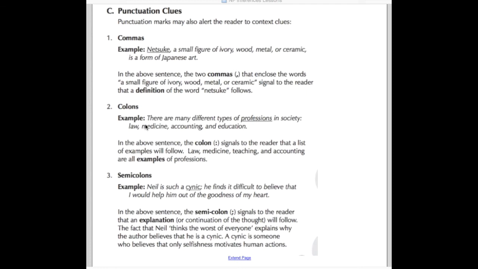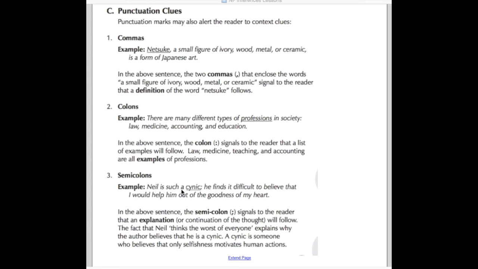Colons are also nice. For example, this sentence says, there are many different types of professions in society, and there's a colon, law, medicine, accounting, and education. In this sentence, the colon signals to the reader that a list of examples will follow. Law, medicine, teaching, and accounting are all examples of these professions.